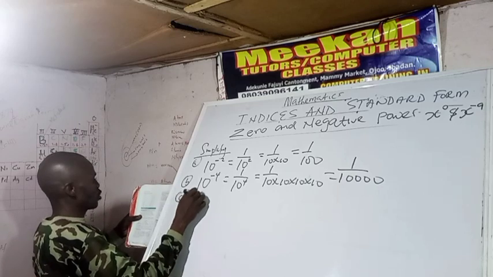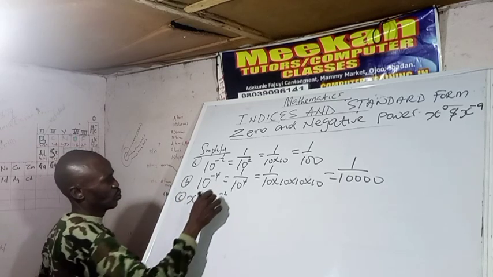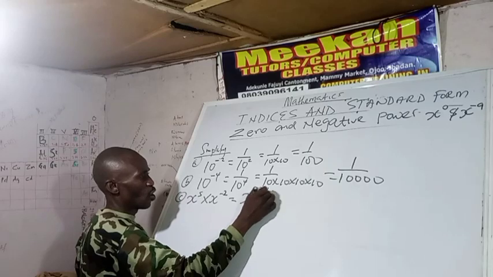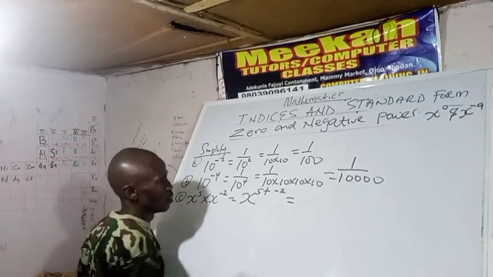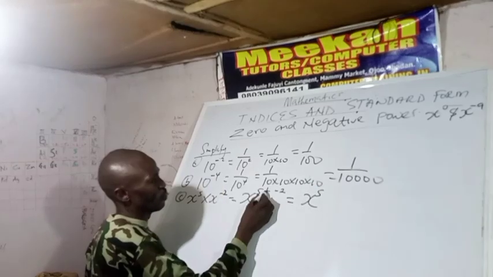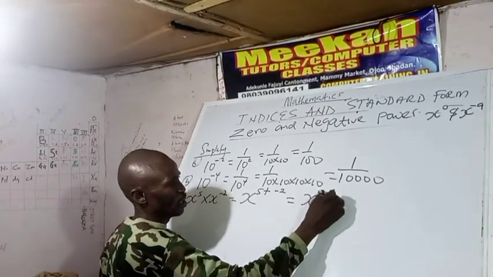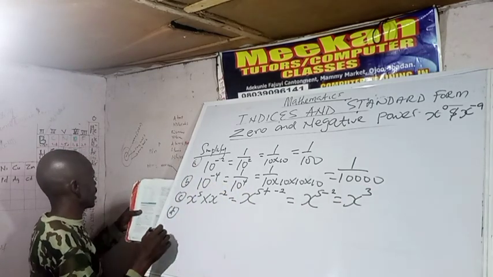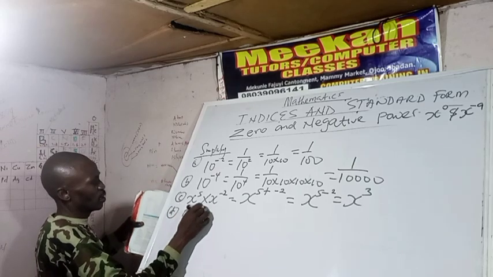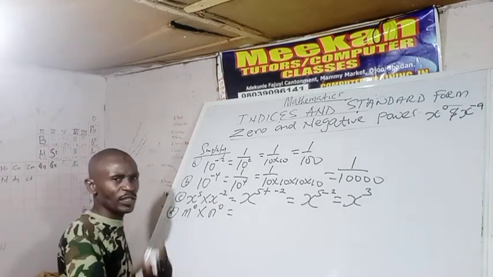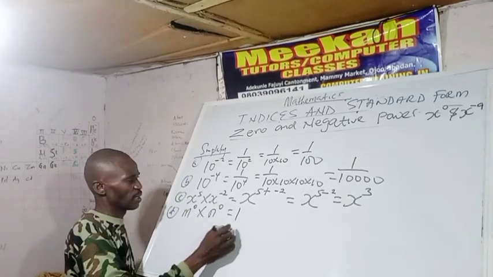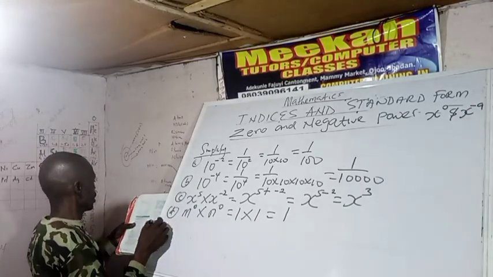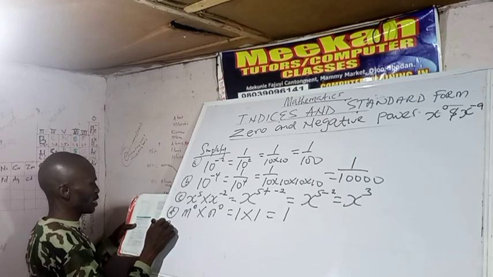Now, let's see a question. We have x raised to power 5 times x raised to power minus 2. Now, watch here. Indices will become x raised to power 5 plus minus 2. So this becomes x raised to power 5 plus minus 2, which gives minus 2. x raised to power 3. The same goes for the next one. This question says m raised to power 0 times n raised to power 0. Why are you wasting your time? m raised to power 0 is 1, times n raised to power 0, 1. 1 times 1 is 1. Now, let's see another one.